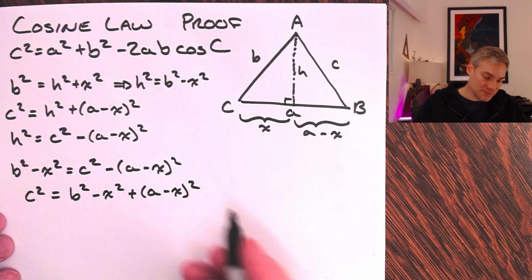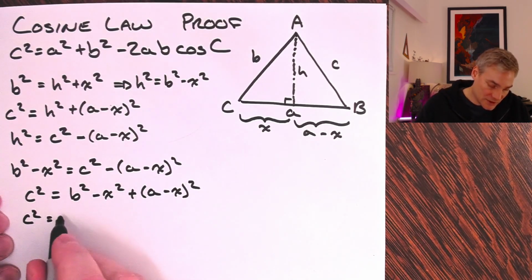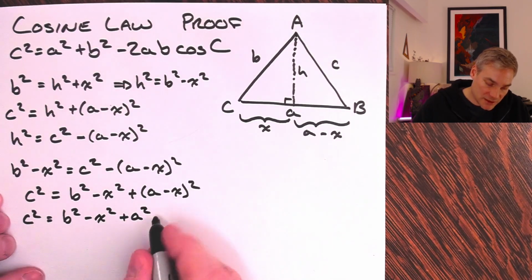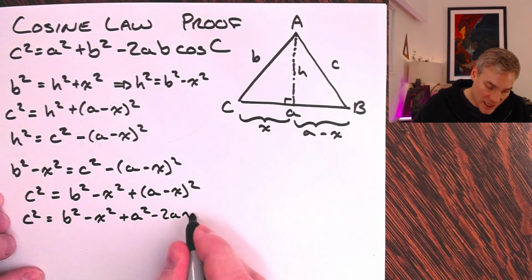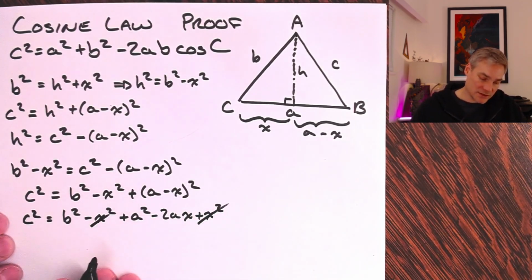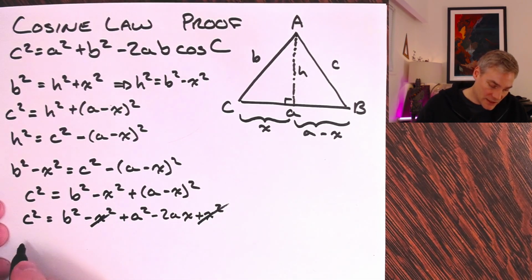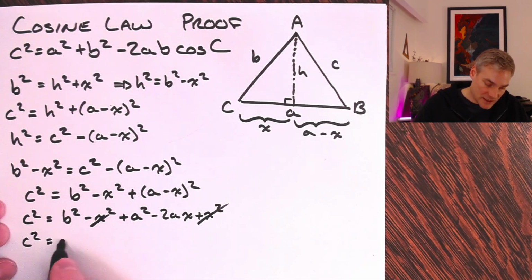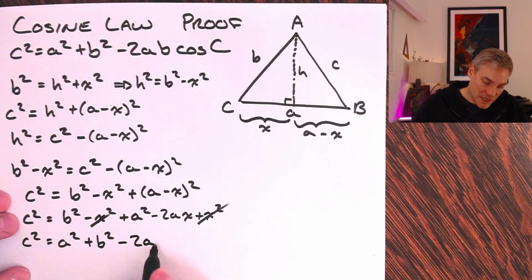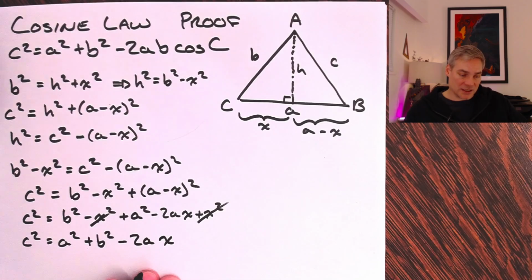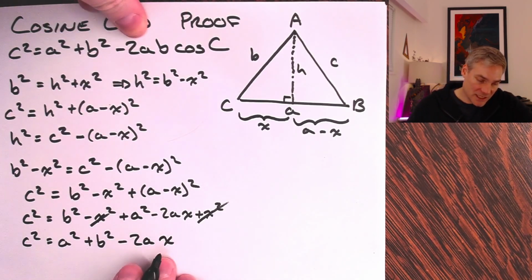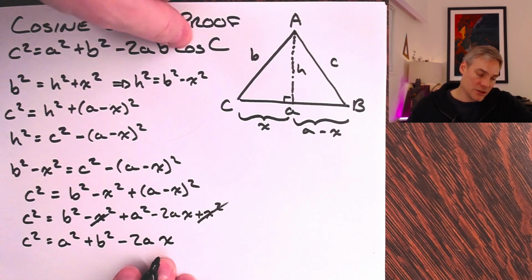So let's FOIL this out. So I have c squared equals b squared minus x squared, and that's plus a squared minus 2ax plus x squared. I can see my x squared terms cancel out, and now I'm left with this. So now I have c squared equals a squared plus b squared minus 2ax. So if we look at the original formula up here, you can see we're almost there. We actually just have an x, and we have this b cos C.